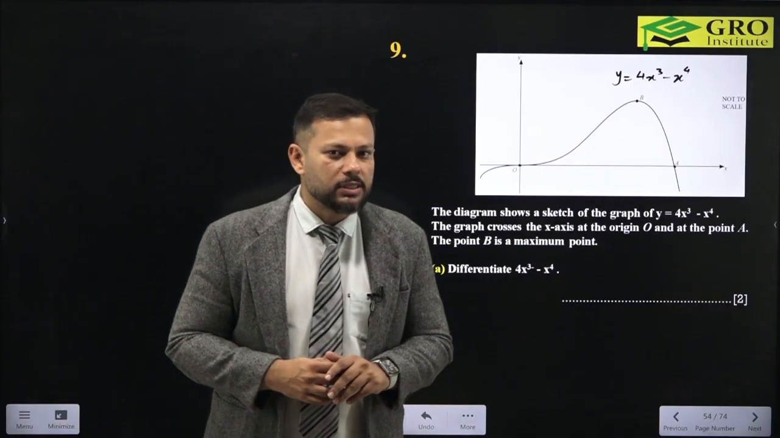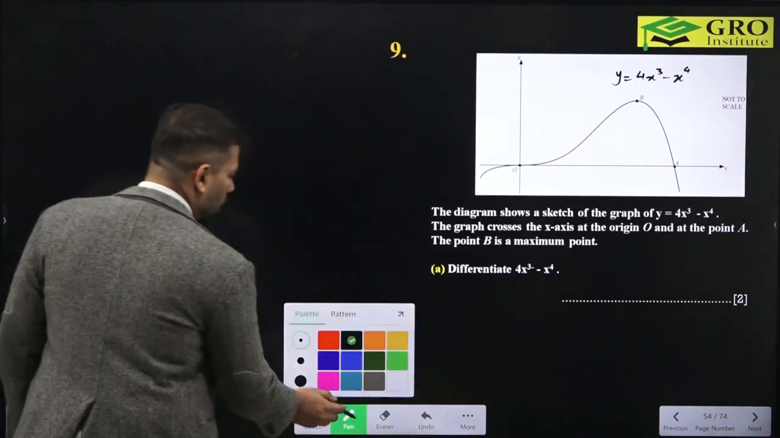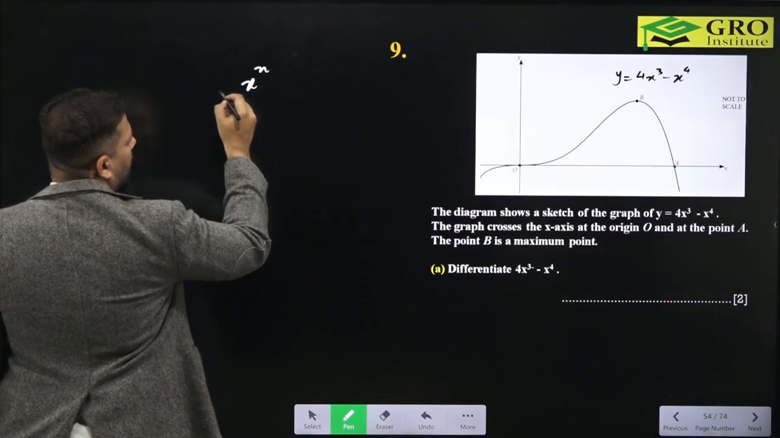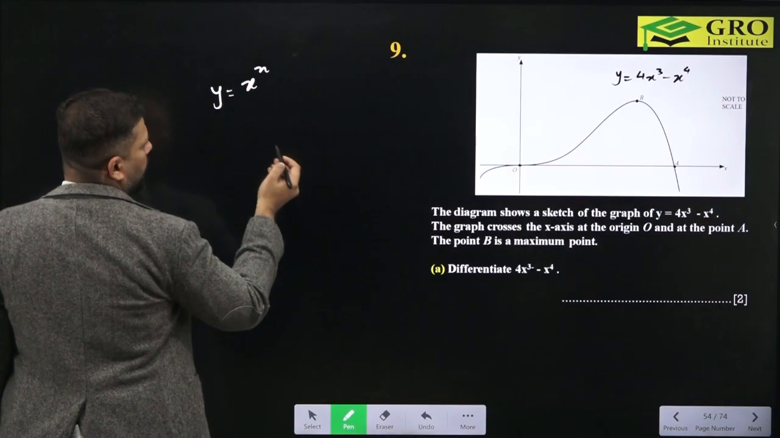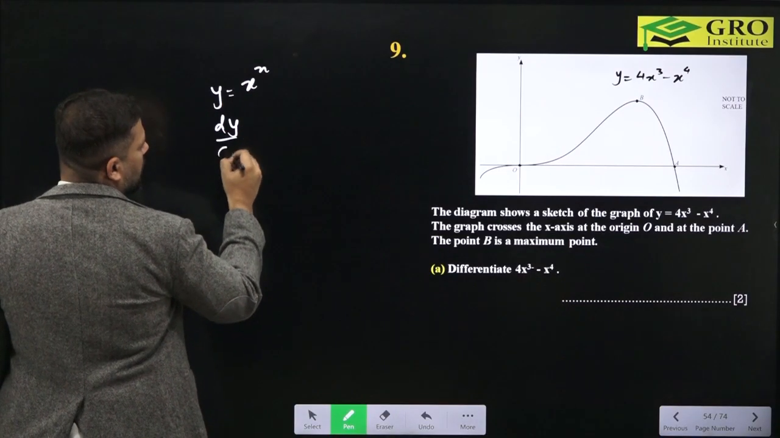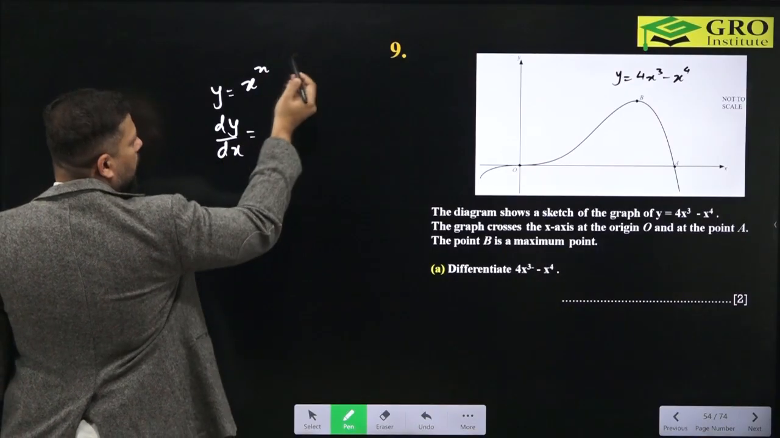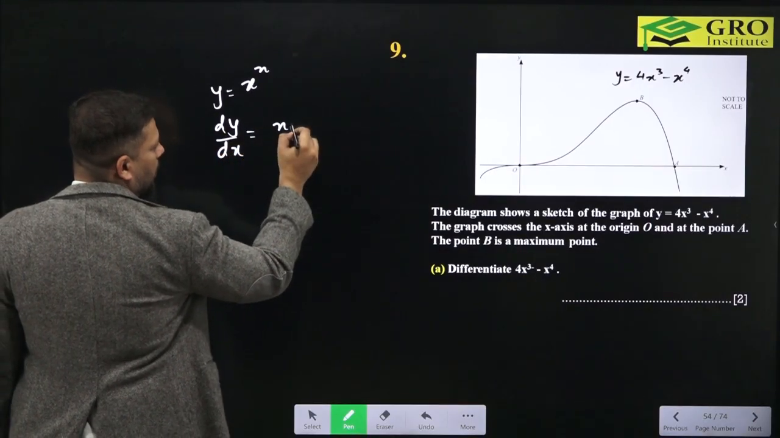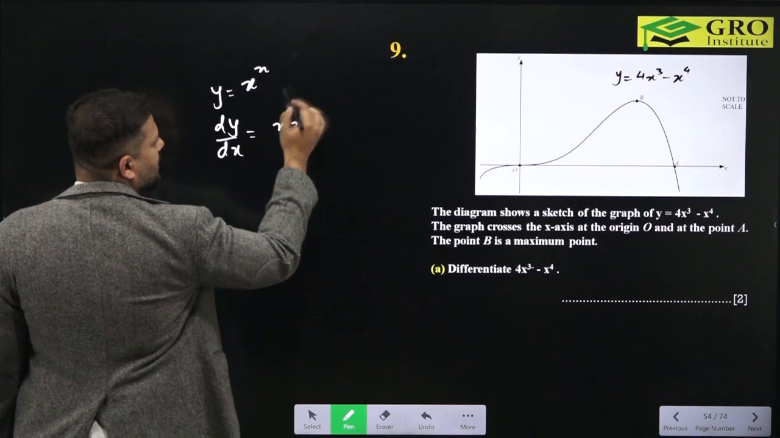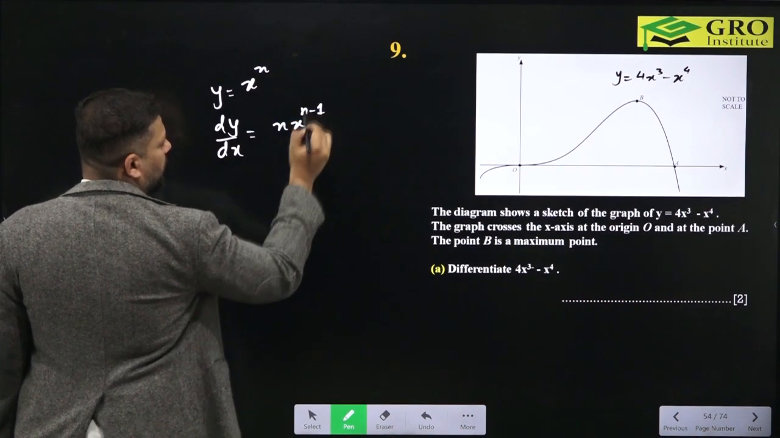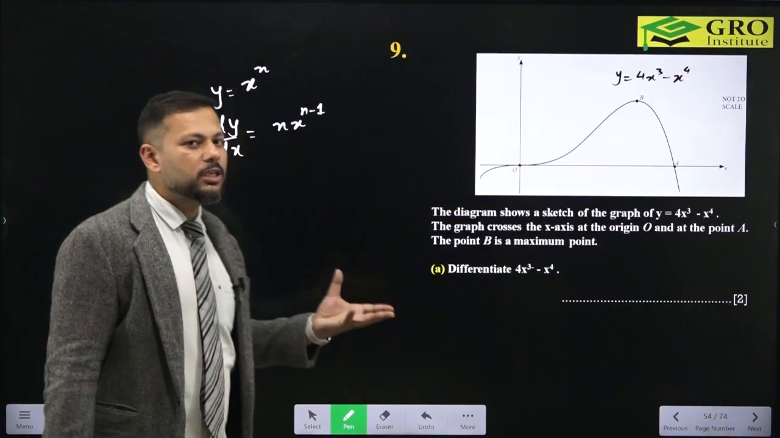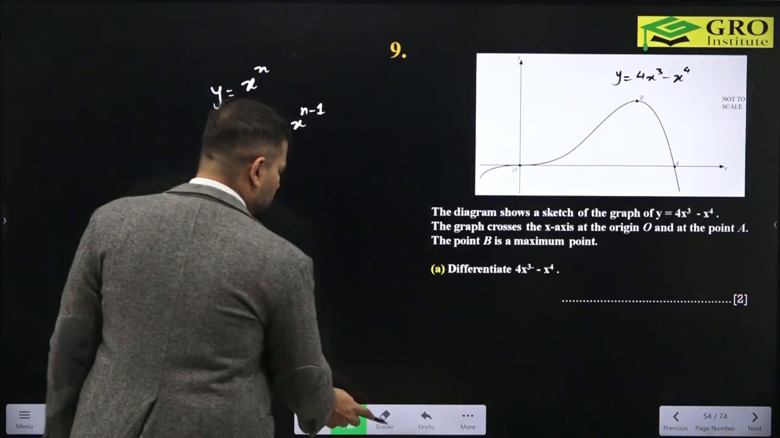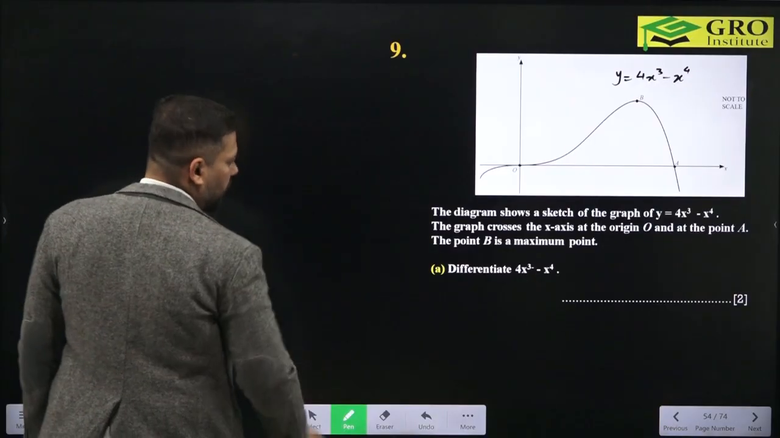Do we know the concept of differentiation? It's very easy. If we have anything in the form of x raised to power n, like y is equal to x raised to power n, what would be its differentiation? It is going to be dy by dx. The exponent gets multiplied with the coefficient of the variable, x remains x, and from the exponent we subtract 1. So x raised to power n is differentiated to n x raised to power n minus 1. We will use this concept to differentiate this equation.